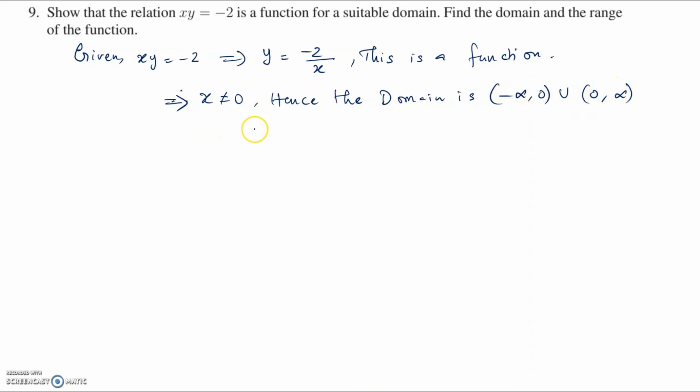Similarly, now for the range, you can see very clearly. The range will never be 0, but it can take any value from minus infinity to plus infinity. Therefore, the range is the set R of real numbers minus 0. Okay, only 0 will not be there in this set. That's the range.